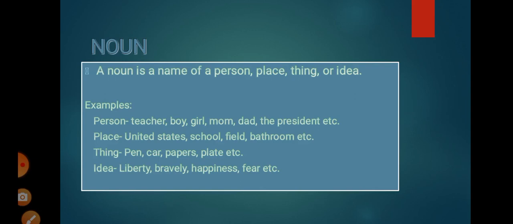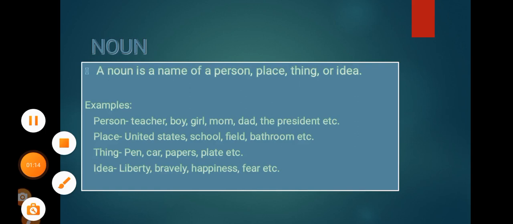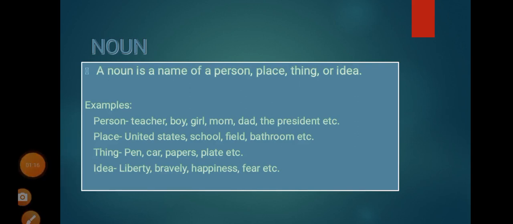So here are some examples. A person might be a teacher, boy, girl, mom, dad, the president, and etc. A place might be the United States, school, field, bathroom, and etc. A thing might be a pen, car, cup, watch, pencil, and etc. And an idea might be liberty, bravery, happiness, fear, and etc.